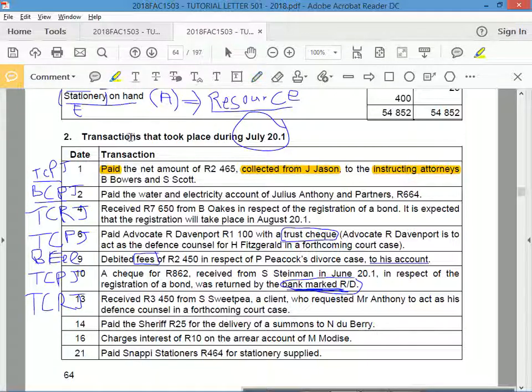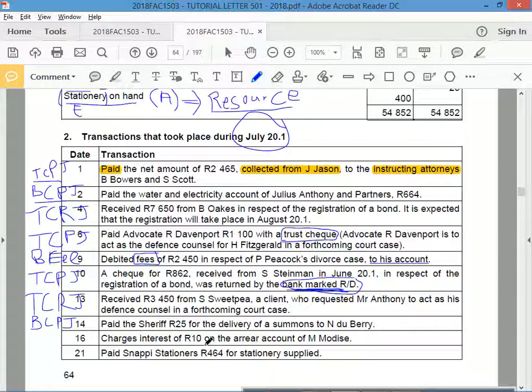Okay, Francis, this one? Paid the sheriff for the delivery of a summons to N. Does the sheriff help you or the client? Helps you, helps the business. Without the sheriff, you wouldn't be able to do certain things. So that's like paying for water and lights, because you can't run the business without it. So this I would also put where you put it, business CPJ.